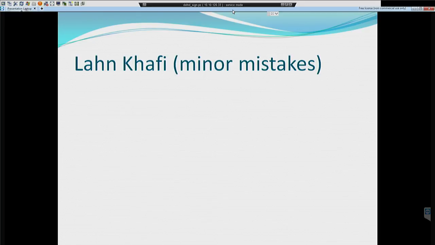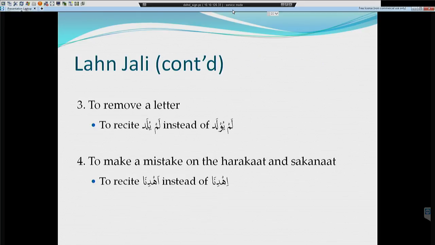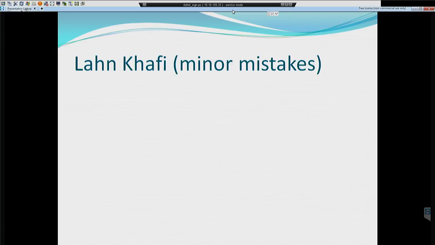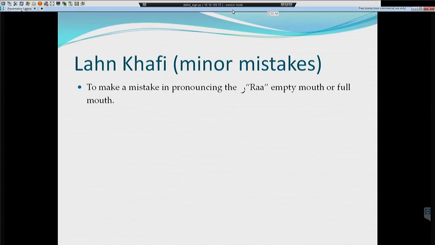Now, lahm jali, we went over 4 of them. First one is to replace a letter. Second one is to add a letter. Third one is to remove. And fourth is to change the harakat or the sakanat. Lahm khafi, the minor mistakes. Minor mistakes, this has more to do with pronouncing the letters. You know what letter to pronounce, but you're not pronouncing it correctly.